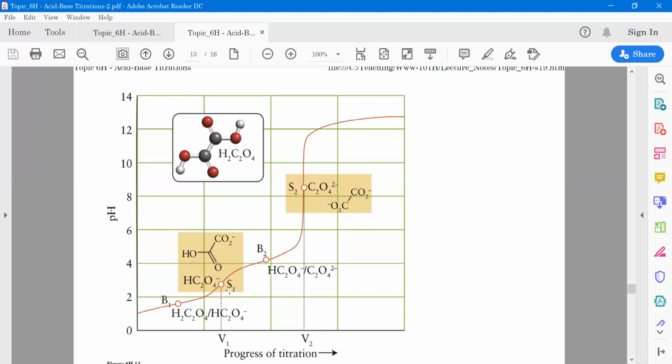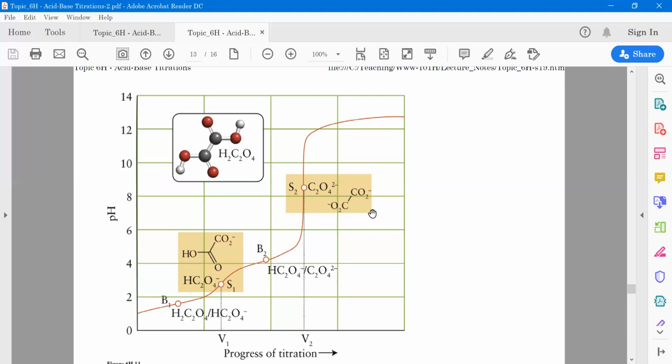Okay, so as we continue to add more base, whatever the base is, let's say sodium hydroxide, the pH continues to go up. At the half equivalence point, now we've produced some oxalate ion. This half-neutralized species has lost its other proton. Part of it has. The other half is still there with its proton. And so what we have at this point is a solution that consists of equal amounts of hydrogen oxalate and oxalate.